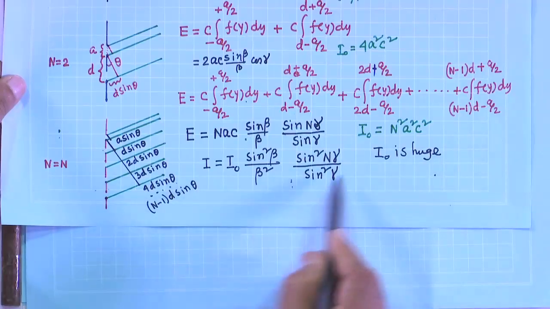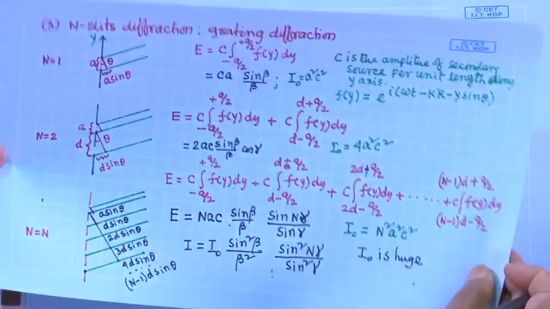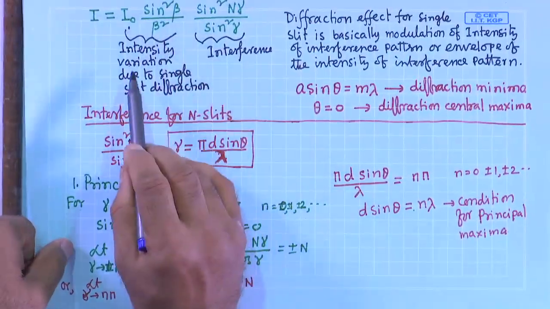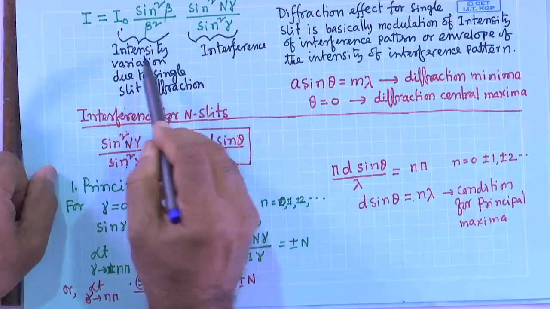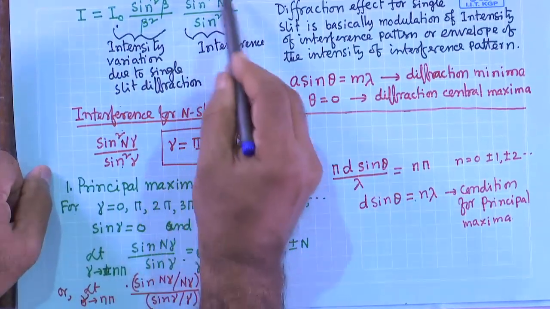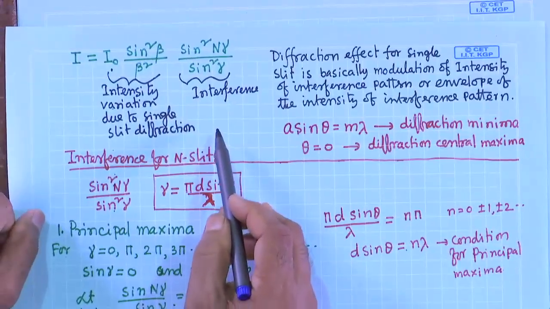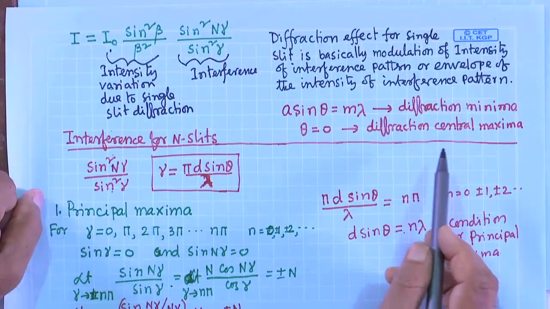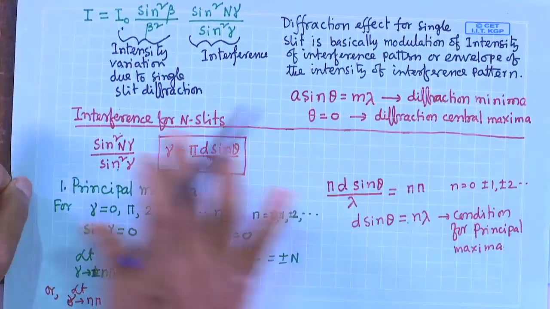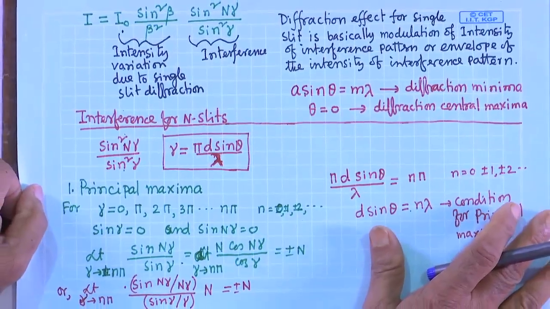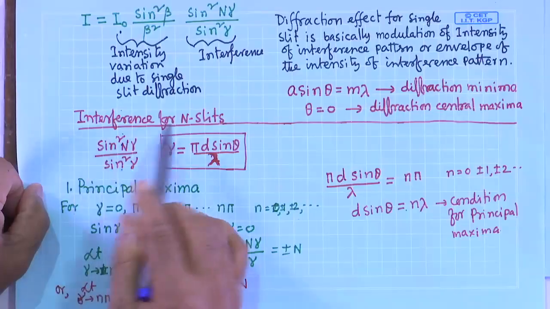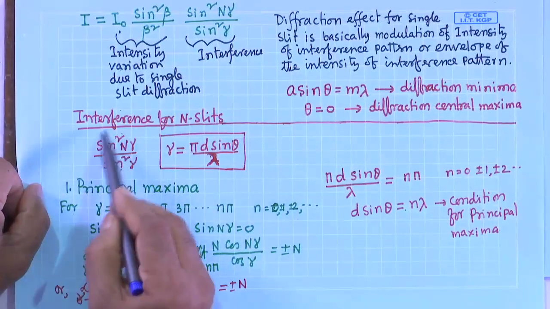Now this is the intensity expression, I equals I0 times this part. This will give the intensity variation due to the single slit, and this will give the variation due to interference. So for diffraction that is fine. Now for interference for n slits, this term.